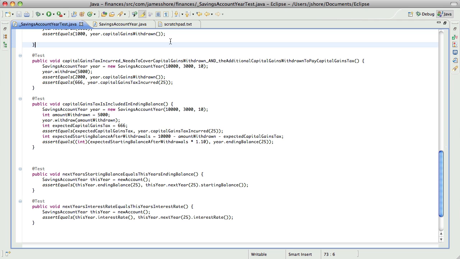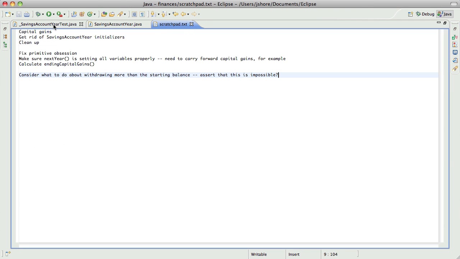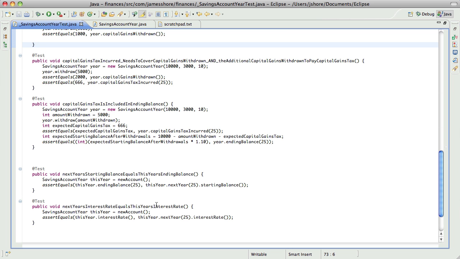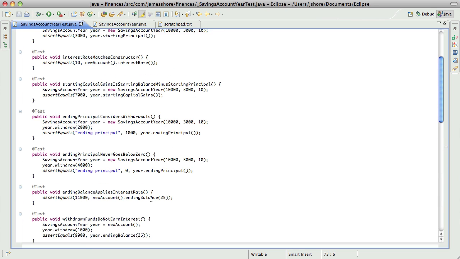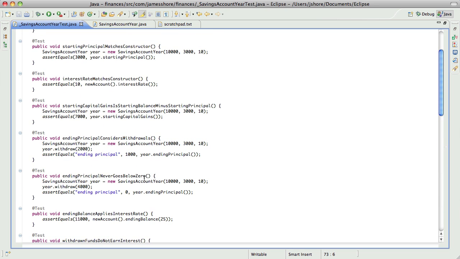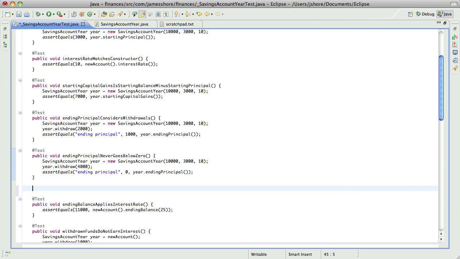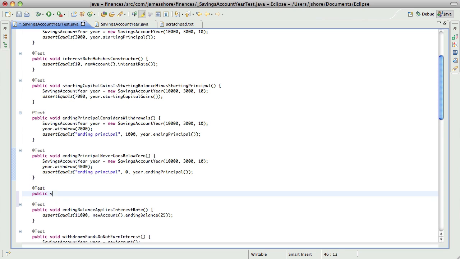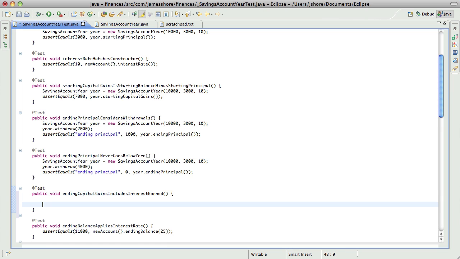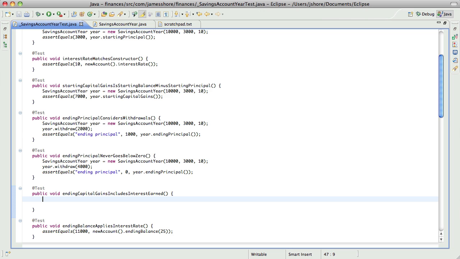Okay, now we still need to fix next year. Before I do that, I think I want to do one more thing, which is just make sure that the ending capital gains applies or includes interest earned. And I think we're going to have to stop here. Let me try to get just a little bit of this in.